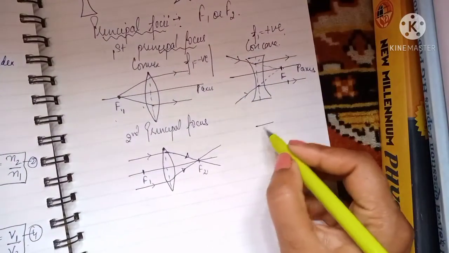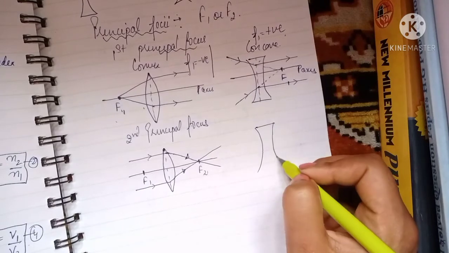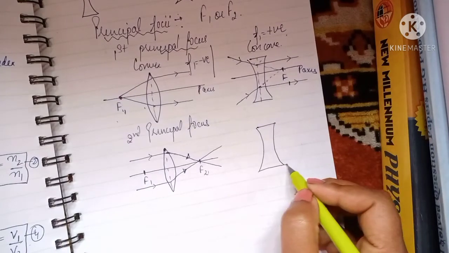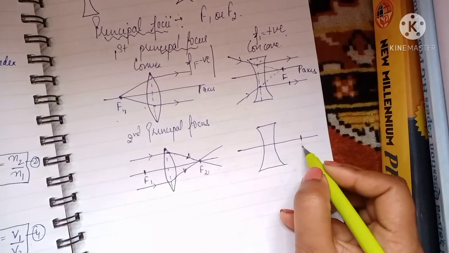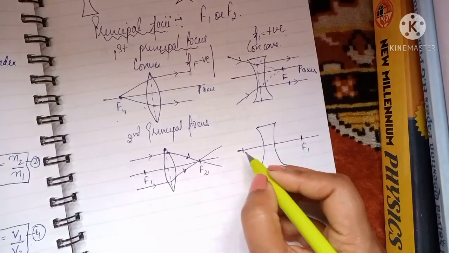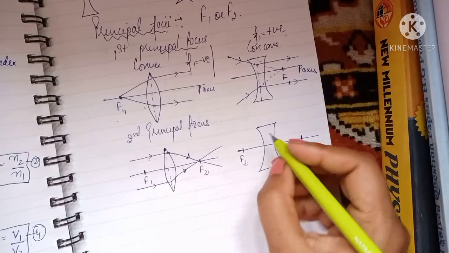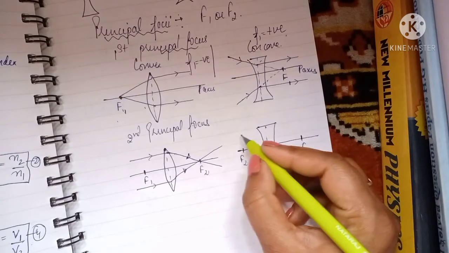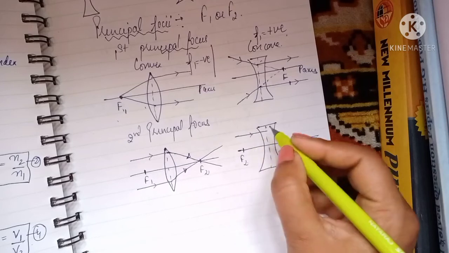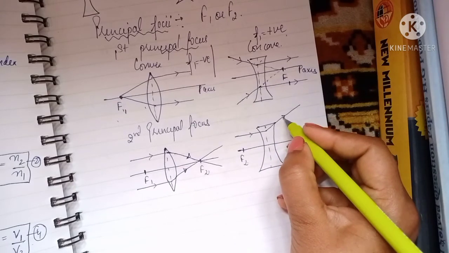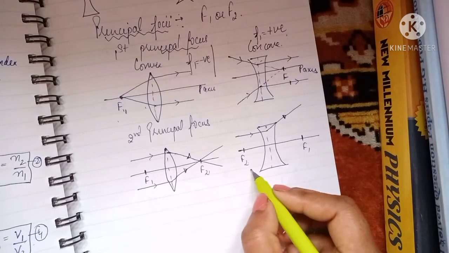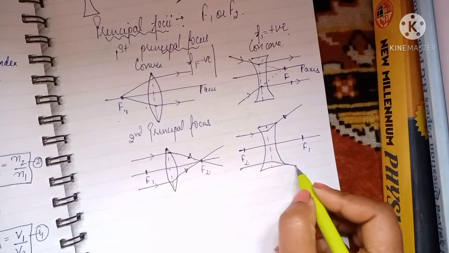Similarly, for the concave lens, if I make the same thing, like this is your concave. Here the F1 lies here, so that's why focus F2 lies somewhere here. Now, because the incident ray goes parallel to the principal axis, it passes through the focus, but it has a diverging nature, so that's why they split the rays like this.